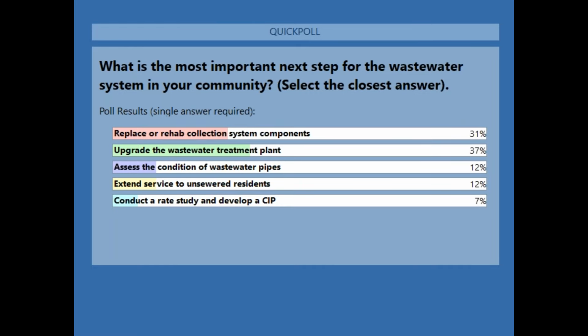All right, our leading answer with 37% responses: upgrade the wastewater treatment plant. The next 31%: replace or rehab collection system components. And then we have a tie at 12% here. The first one is assess the condition of wastewater pipes. Next one is extend service to unsewered residents. And then lastly, with 7%, we have conduct a rate study and develop a CIP.